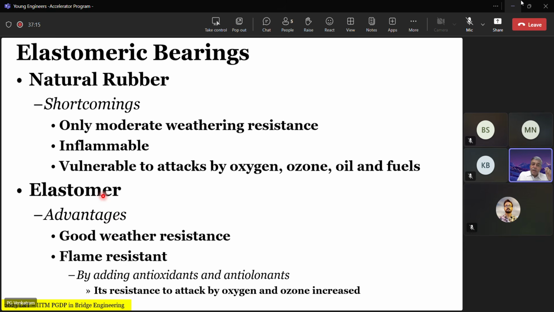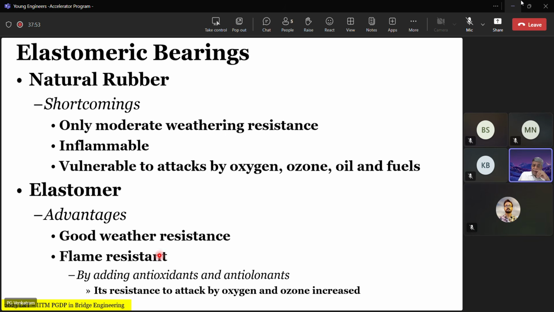Now, when you talk about elastomer, which is an artificial rubber, it has good weathering resistance. This comes out of the kind of polymer chains that we use, that is man-made. Natural rubber is whatever the rubber plant or rubber tree gives out. But just like you would have heard about additives to bitumen to change its properties, today it is also possible to add additives to natural rubber to improve its weathering resistance and reduce its inflammable characteristic.